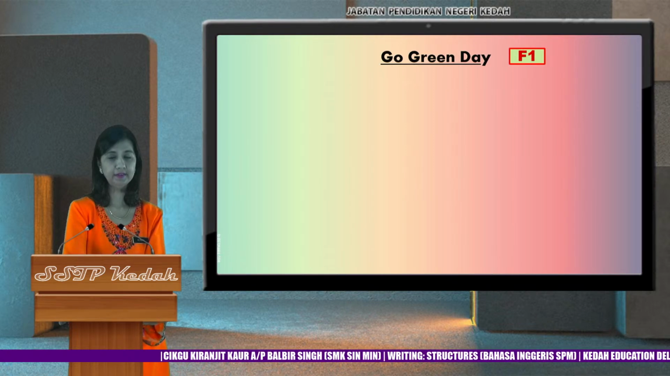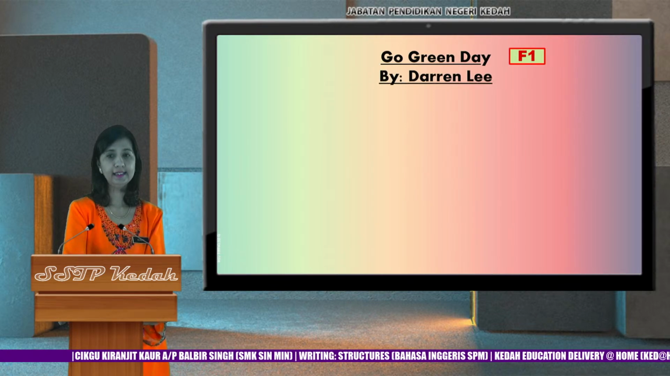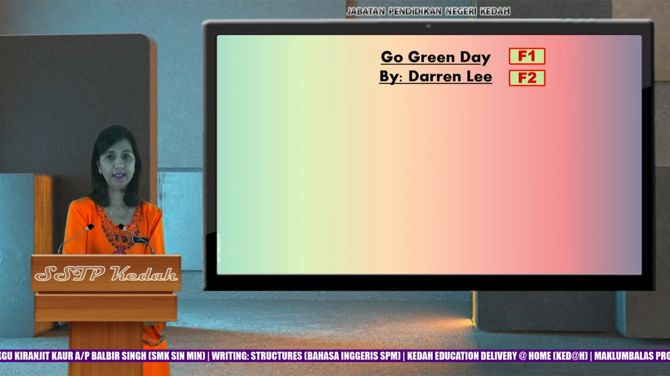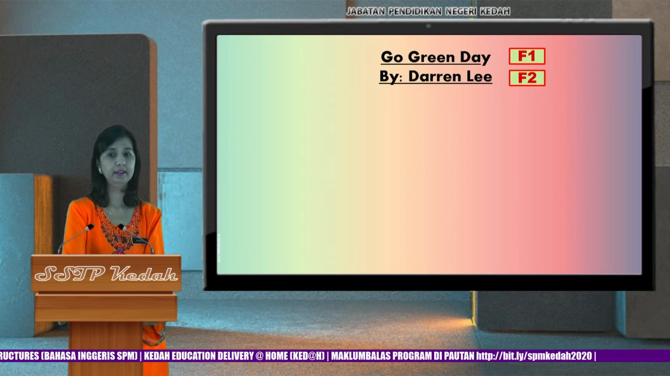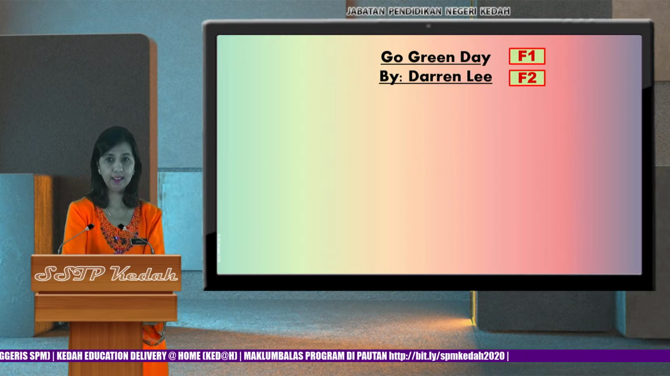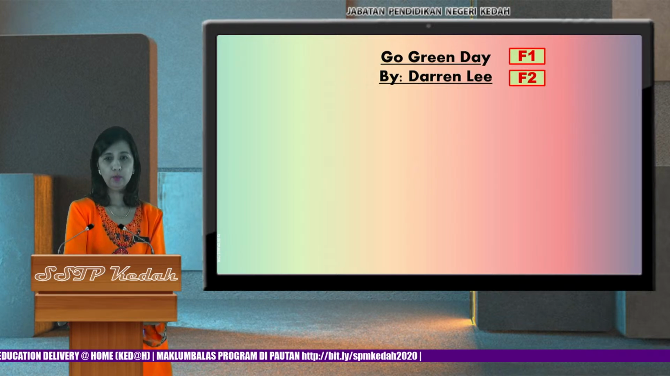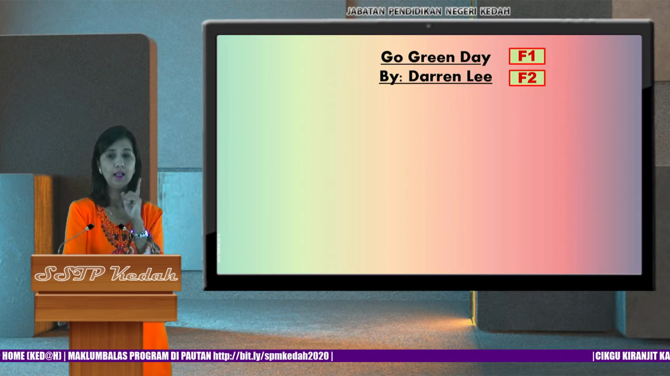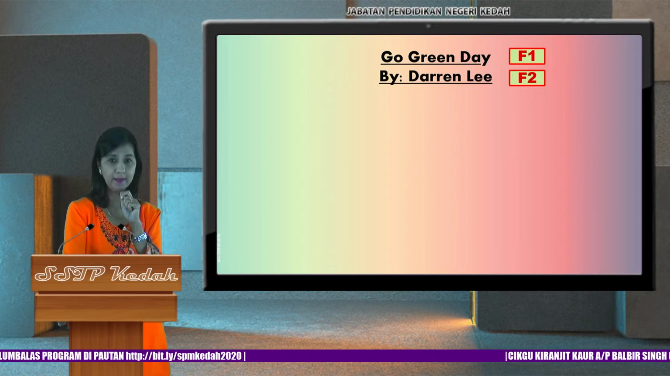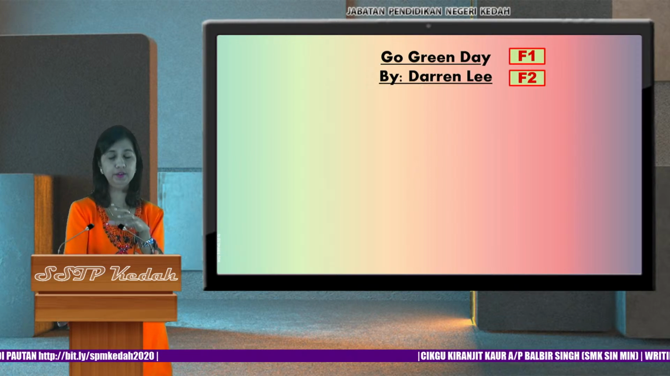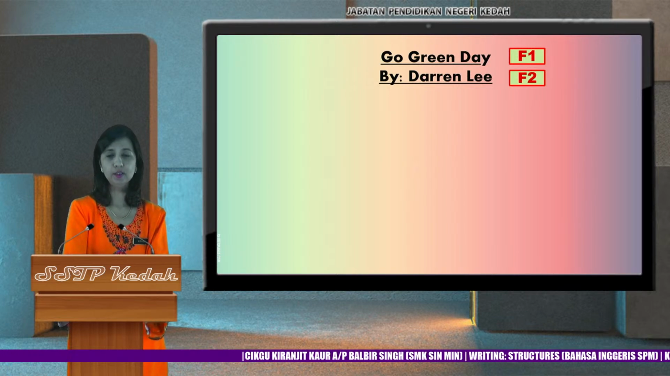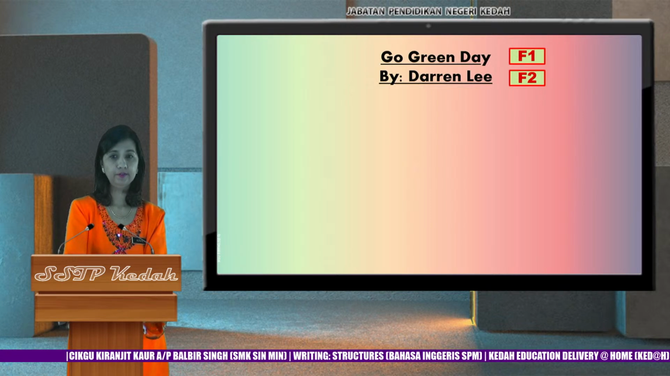So you need to have a title and a writer's name for the format of an article. So you only have 2 marks for format for article writing. That means content you will have 13 marks. So Go Green Day, the title. Where should I get the title from? Look at the question. Remember, the question is very important. You have to read the question carefully, not to sway off the topic. So Go Green Day, format number 1, and the writer's name by Darren Lee, format number 2.